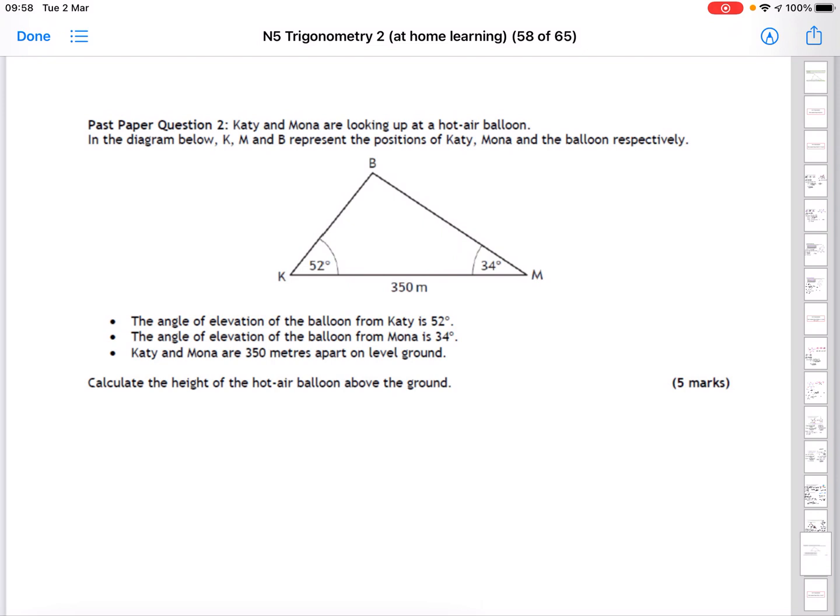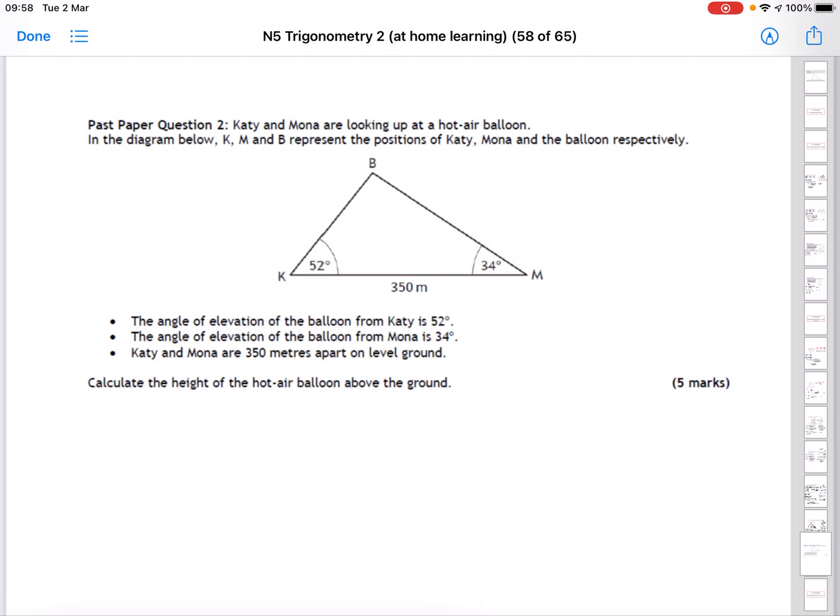Okay, the next question we have here is a bit more involved. There's more writing, so we need to read through it really carefully and think, what is this telling us? So the question says, Katie and Mona are looking up at a hot air balloon. In the diagram below, K, M and B represent Katie, Mona and the balloon.